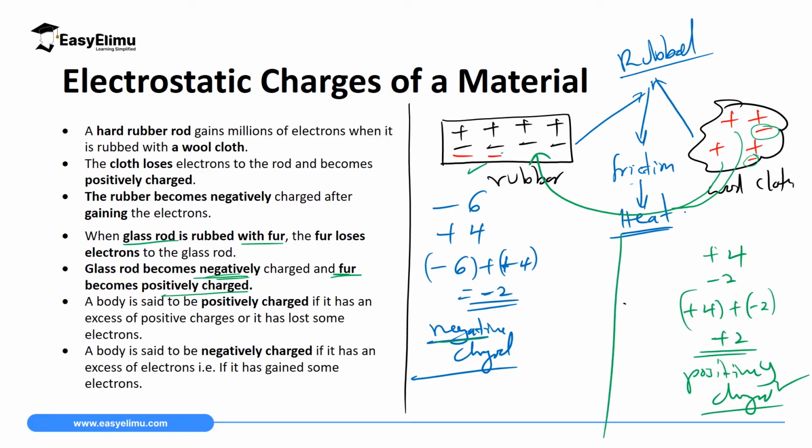So in general, a body is said to be charged positively if it has excess positive charges or it has lost some of its electrons. And a body is said to be negatively charged if it has excess electrons or if it has gained some of the electrons from another material. So if I give you two materials, are you able to charge them positively or negatively? Yes, you rub them together. The one which gains electrons becomes negatively charged. The one which loses electrons becomes positively charged.